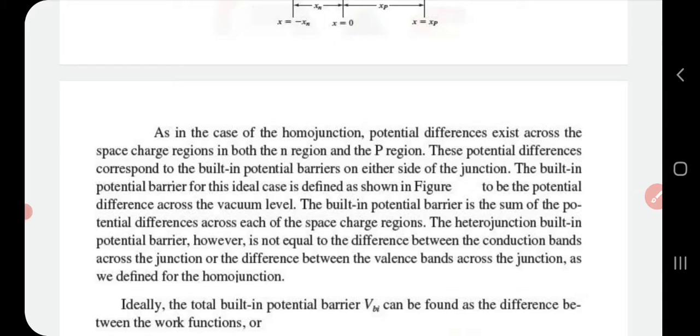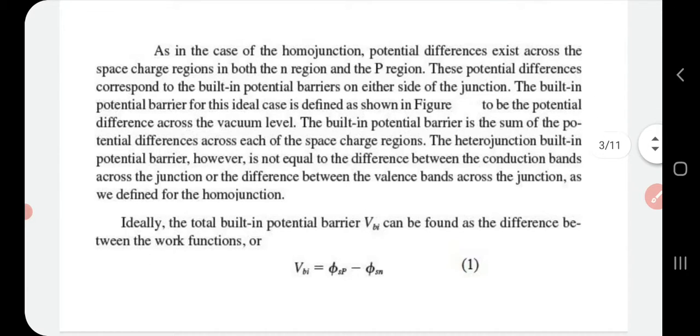That is, in a homojunction, the potential difference existing across the N and P regions corresponds to the potential barrier across the junction. Whereas in the case of a heterojunction, this potential barrier corresponds to the potential difference across the vacuum level. Vacuum level and all we have already discussed. Now, in general, potential barrier is the sum of the potential differences across each of the depletion regions. That is, the depletion region that extends towards the N region and the depletion region that extends towards the P region of the semiconductor concerned.